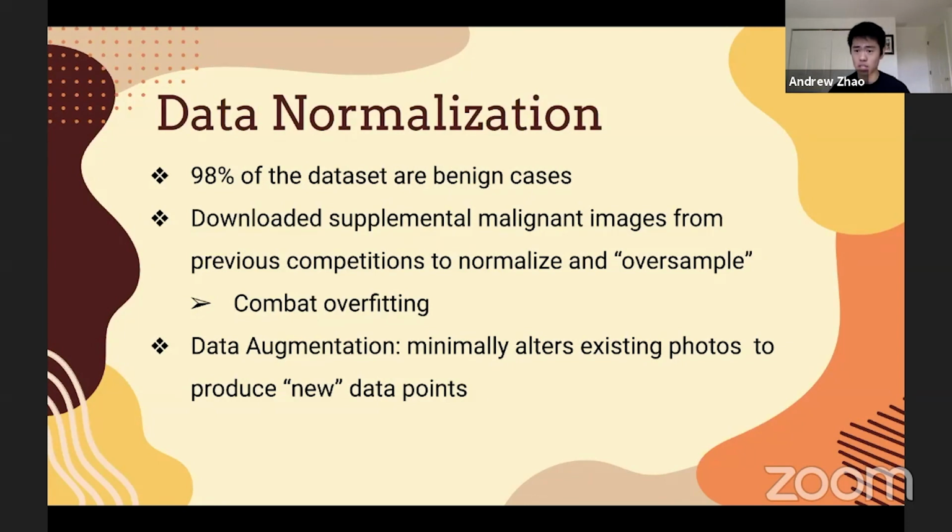Another thing that we did was augment the data, and that also helps with combating overfitting. That's because it minimally alters existing photos to produce quote unquote new data points. For example, you might change the image hue in a picture, or you might rotate it. That way it helps with generalization.